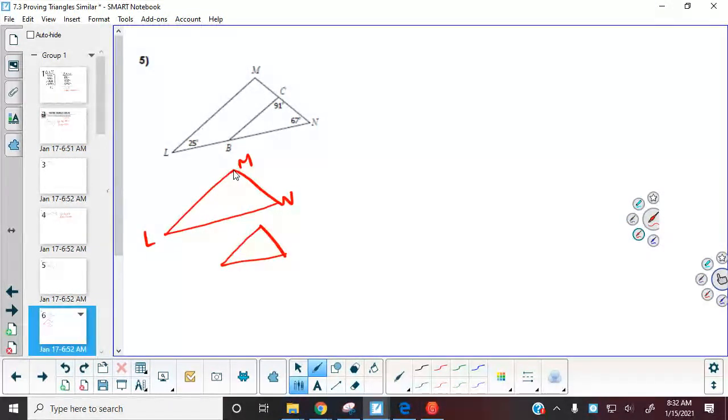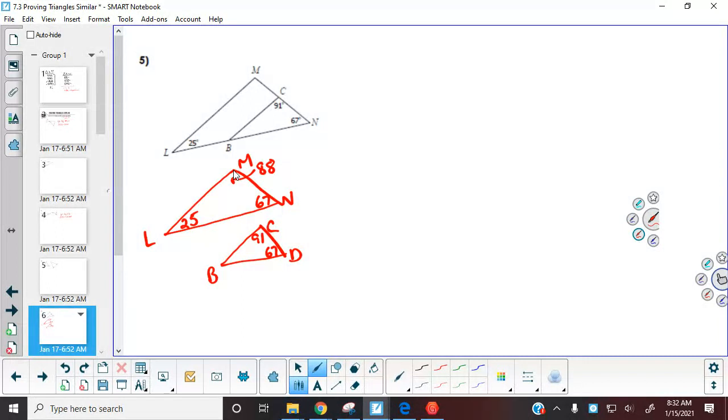So you've got L, M, and N. You've got B, C, and N, and I'm going to label what I know so far. So I know that these are both 67 at angle N. And again, right back to what we did in the last example, even though we only have one pair matching right now, we can do 180 minus 67 minus 25 to get this angle up here at angle M.